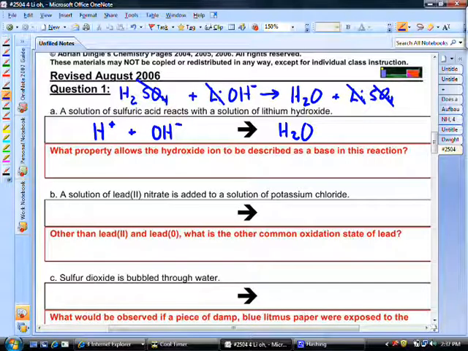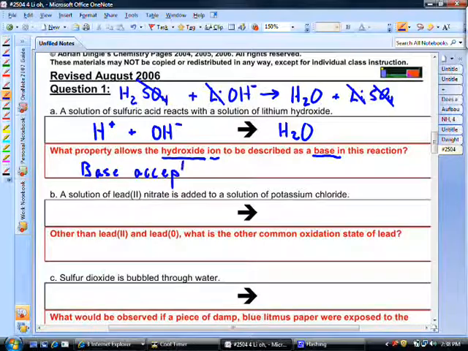We've got to remember they're there because somebody might ask us, what's the color of the flame that's produced by the products? And you would say, it's got lithium in it, it's probably going to be red. But if they ask you what property allows the hydroxide ion to be classified as a base, we go to our definitions of acids and bases, and we know that bases accept protons. And so that's what I'm going to put here. Bases accept protons when they're in solution.